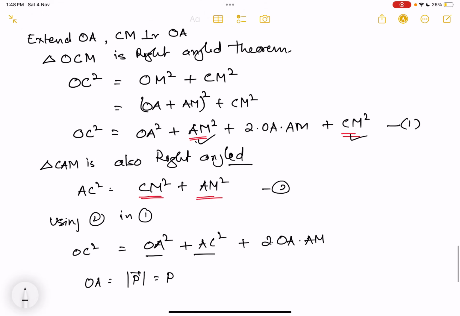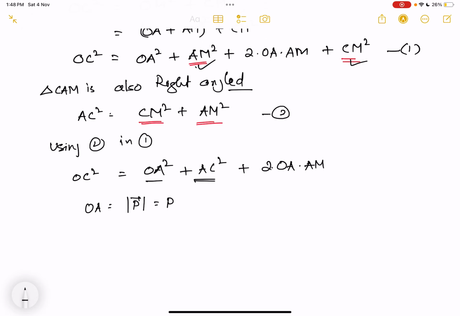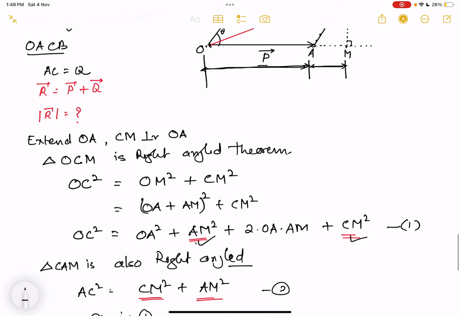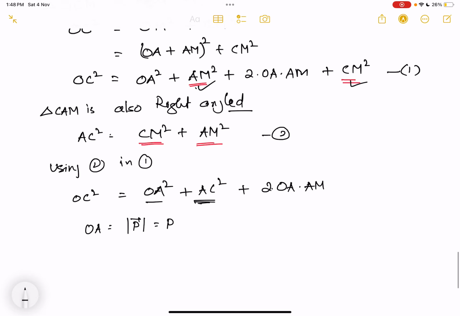Similarly, what is AC? Let us check the diagram. A is here, C is here. So length of AC is nothing but Q, which is opposite sides vector. Okay? So we can always write AC is nothing but mod of Q, which is nothing but length of Q.